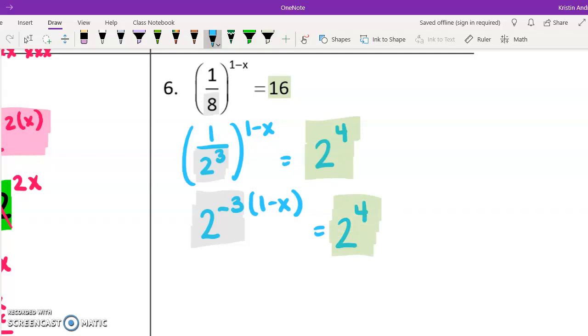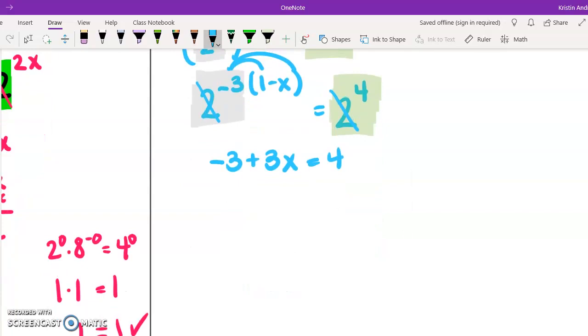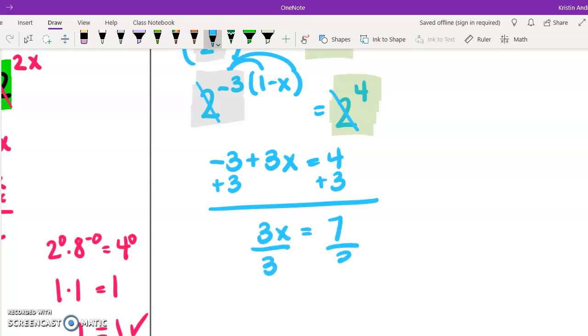So now that we have that done, base 2 and base 2 can cancel. So it's negative 3 plus 3x is equal to the 4 on the other side. And I'm going to add 3 to solve the equation. So 3x is equal to 7. Divide both sides by 3. And x equals 7/3.